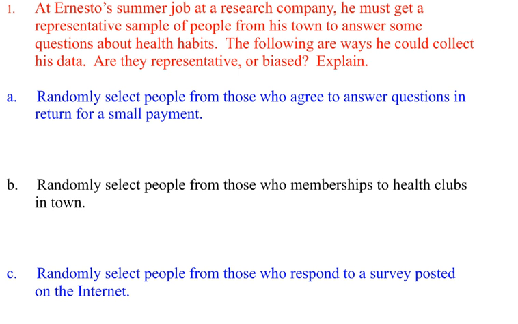One says, randomly select people from those who agree to answer questions in return for a small payment. So we'll randomly select people, and if they agree to answer the questions, we'll give them an amount. That's slightly biased, right? Because if I pay you for something, that might cause some bias. So payment may create bias.